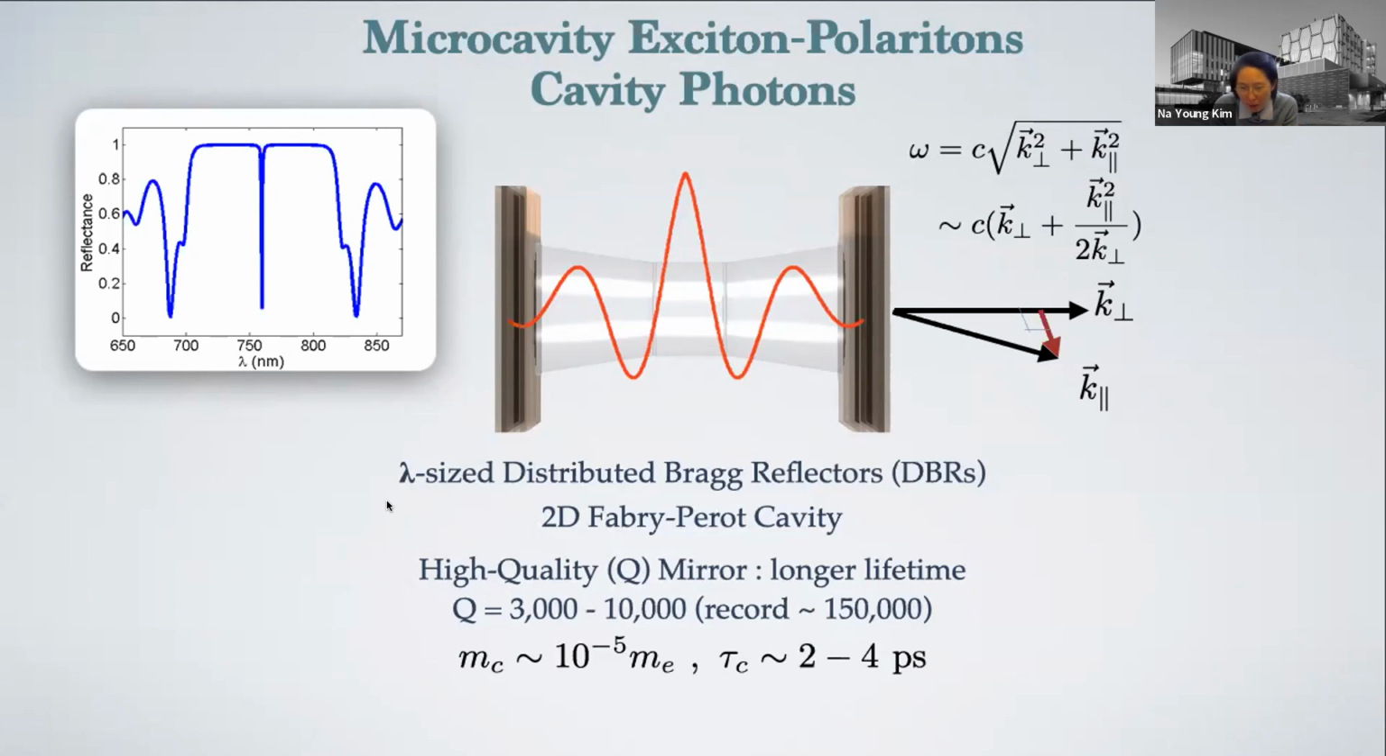As theorists, we can model this cavity photon as a harmonic oscillator and represent it in second quantization notation, so that the Hamiltonian is given by h bar omega c, which is the energy, and then the creation and annihilation operators of c to represent the cavity photon.